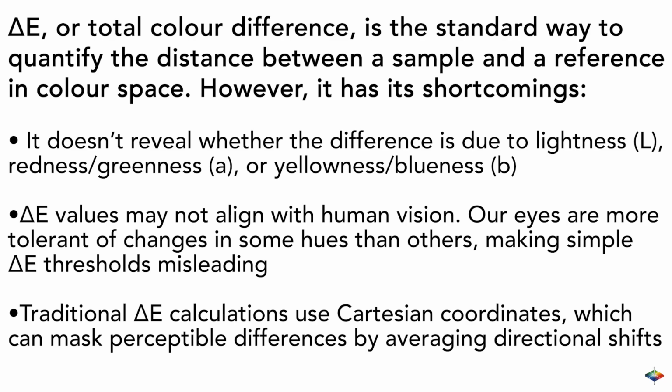Delta E values may not align with human vision. Our eyes are more tolerant of changes in some hues than others, making simple delta E thresholds misleading. Traditional delta E calculations use Cartesian coordinates, which can mask perceptible differences by averaging directional shifts.